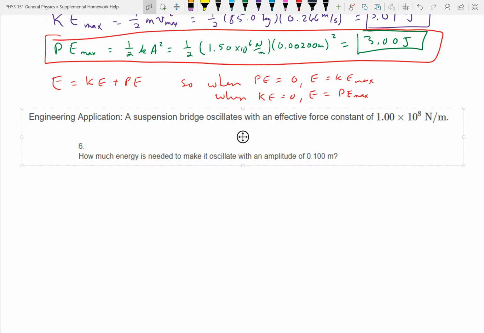The bridge. With the force. Well, we don't know where the force is. Force constant. Here's what I would do. Once again, a cartoon version.